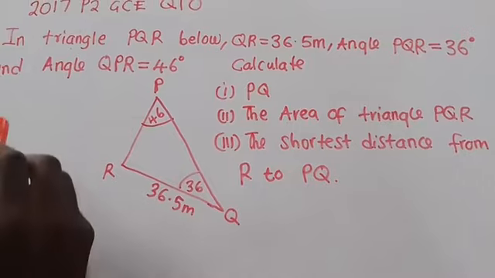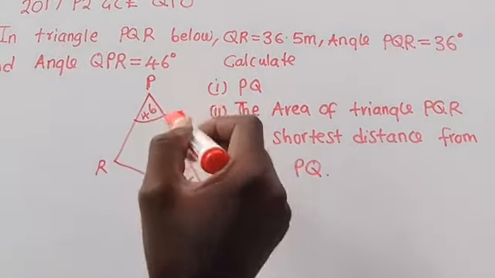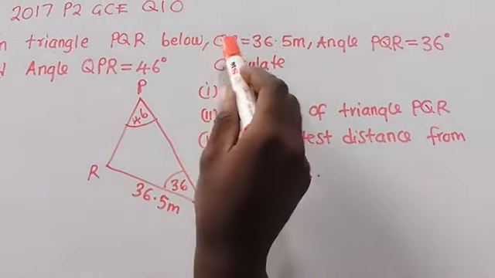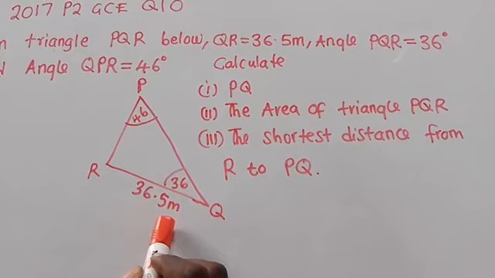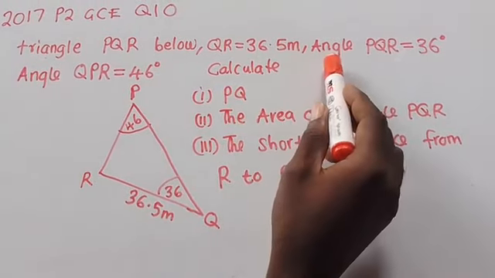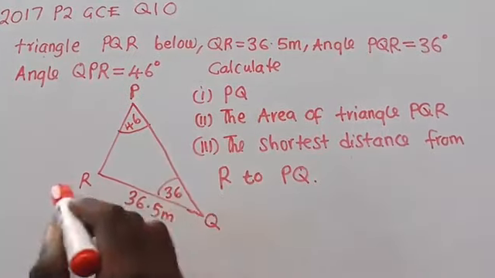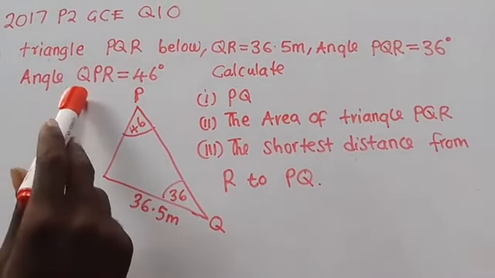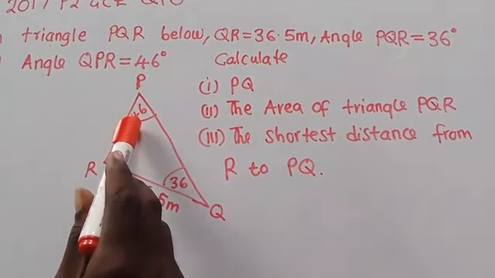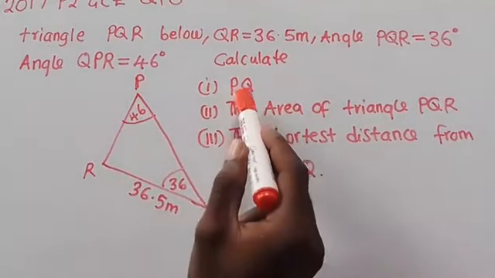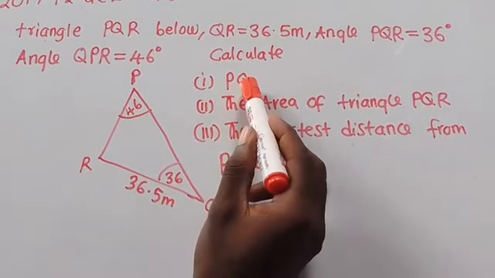The question reads, in triangle PQR below, this is a triangle, we are given QR, which is 36.5, angle PQR, which is 36, and angle QPR, which is 46, that angle that is there. And then we are told to calculate, the first question, PQ.